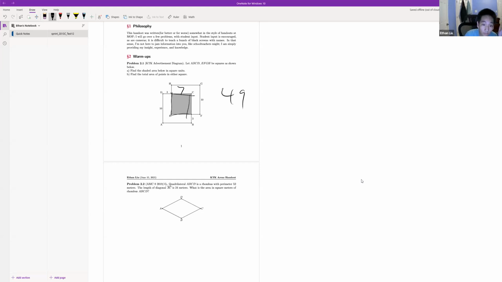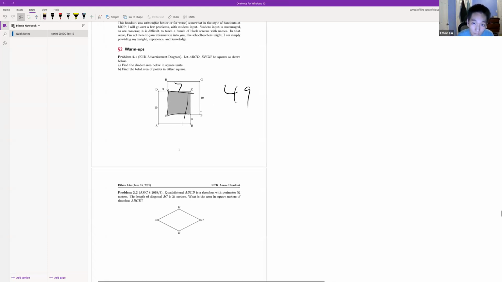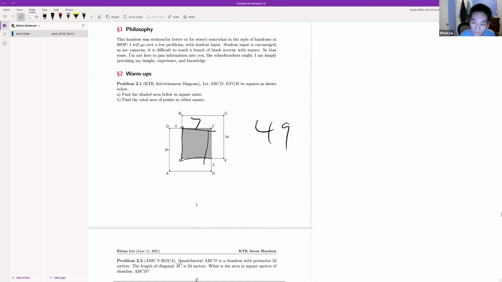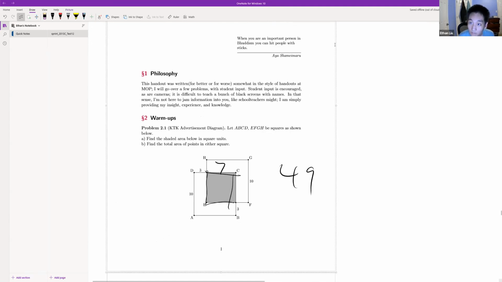And so when we're looking for the total area, what we'll do is use something called the principle of inclusion and exclusion. Can I zoom in? Is this actually zooming in? I can't tell. Yeah, okay.